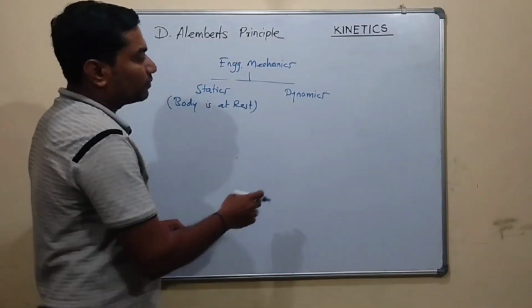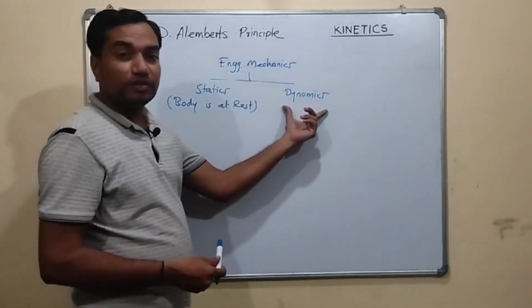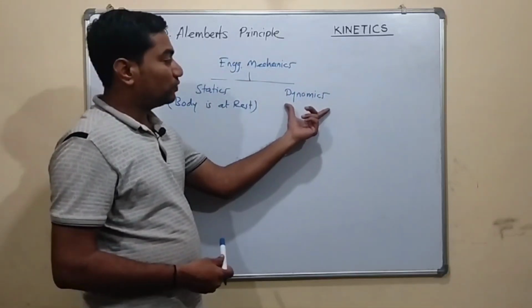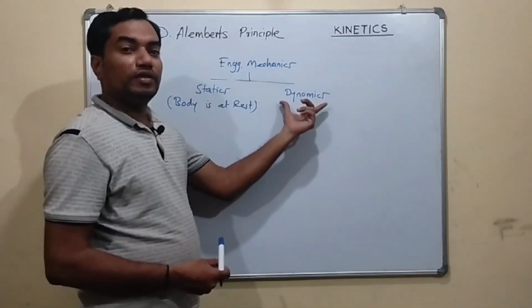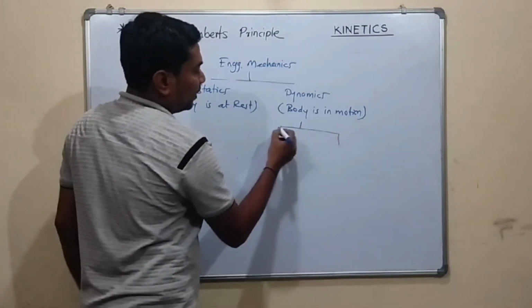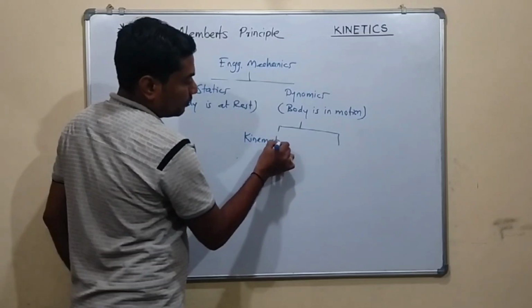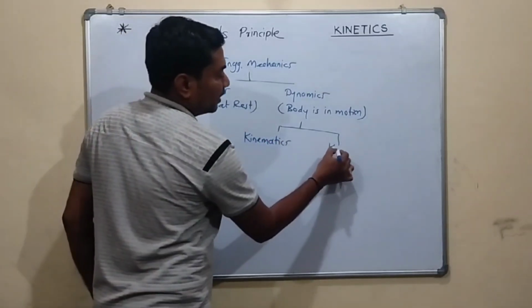Second is dynamics. It is the branch of engineering mechanics which deals with the forces and the effect of forces on a body when the body is in motion. Dynamics is divided into two parts. One is kinematics and the second is kinetics.